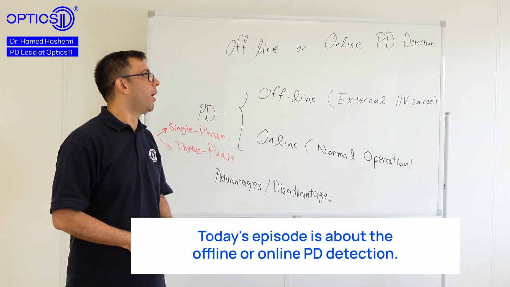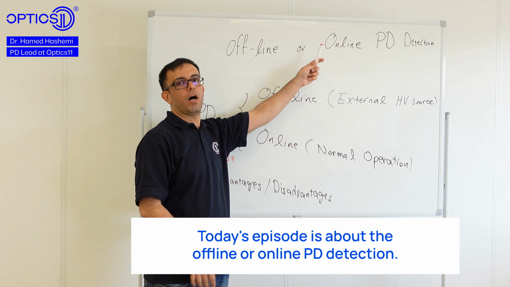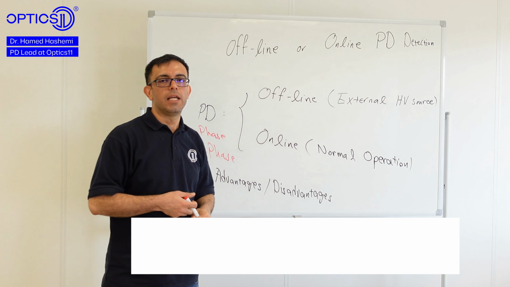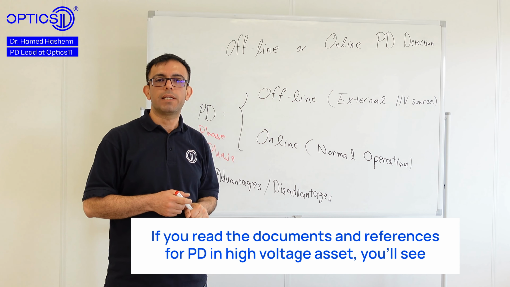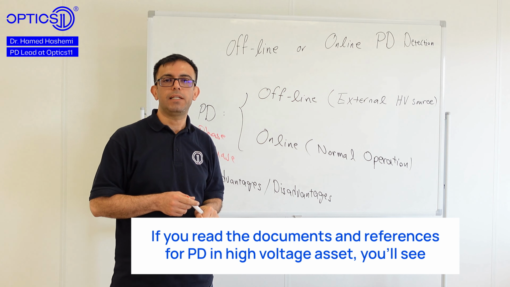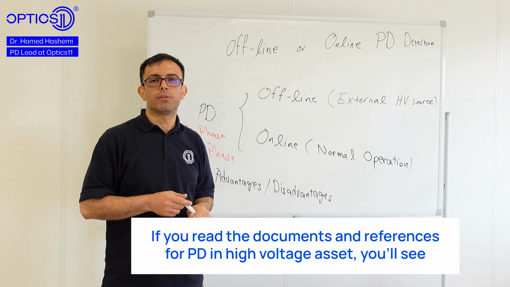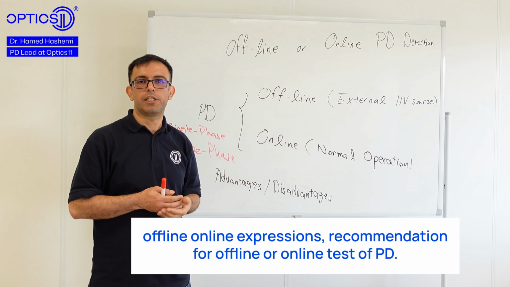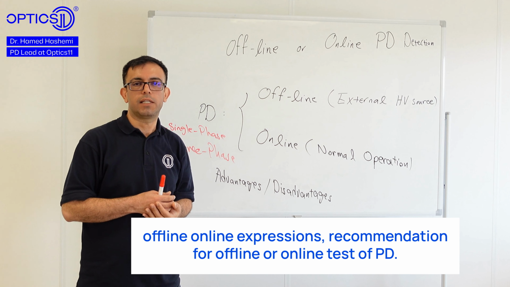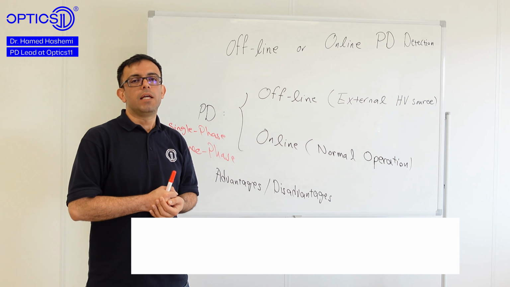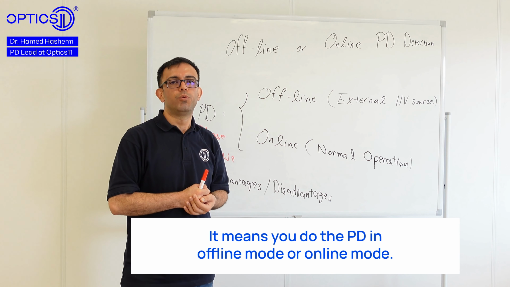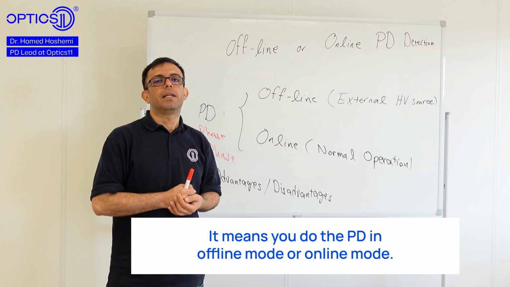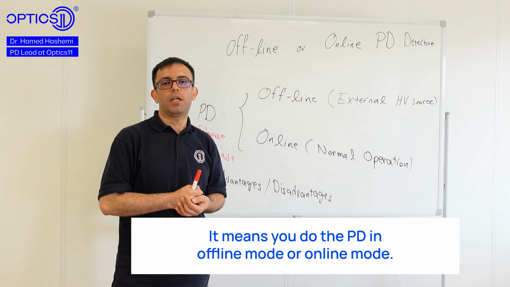Today's episode is about the offline or online PD detection. If you read the documents and references for PD in high voltage assets, you see offline and online expressions, and recommendations for offline or online tests of PD. It means you do the PD test in offline mode or online mode.